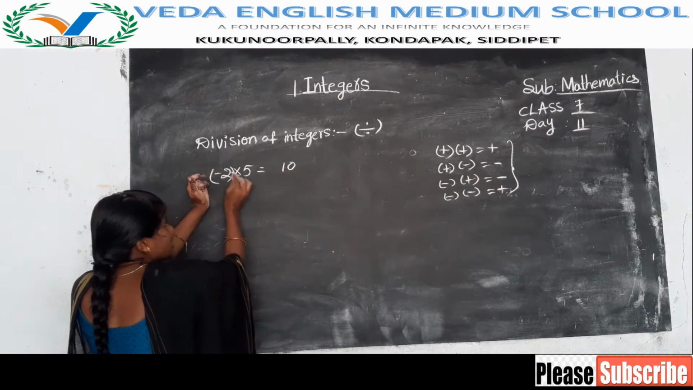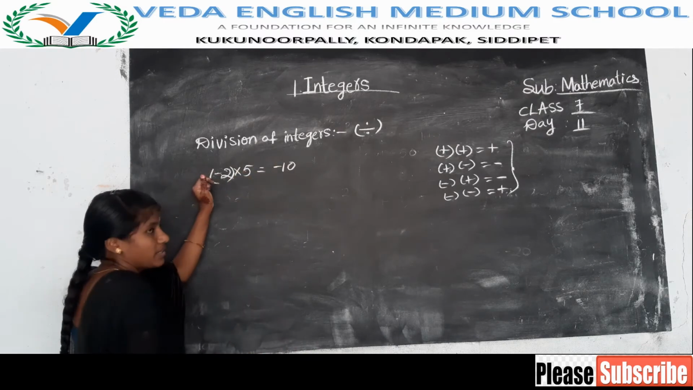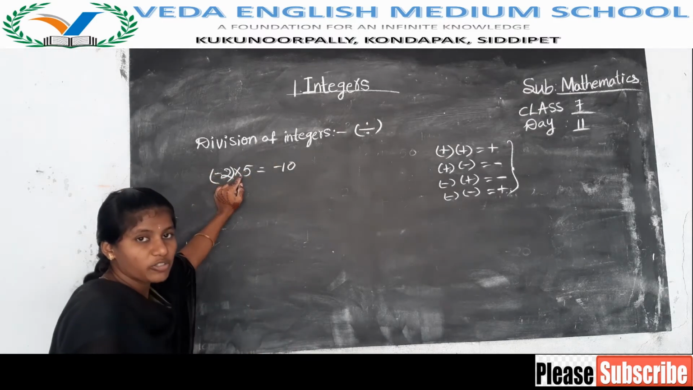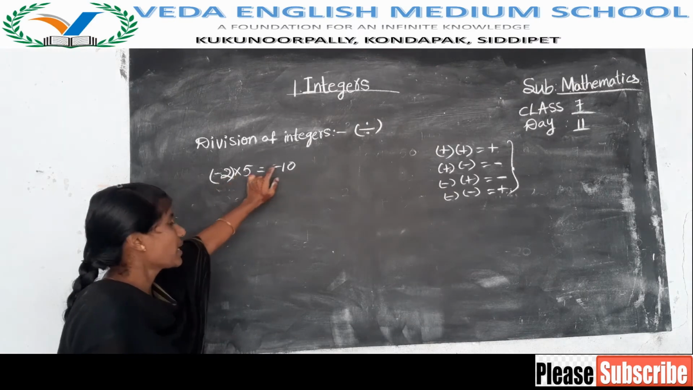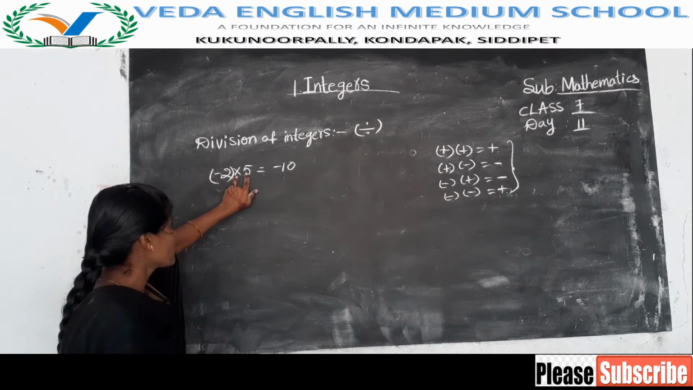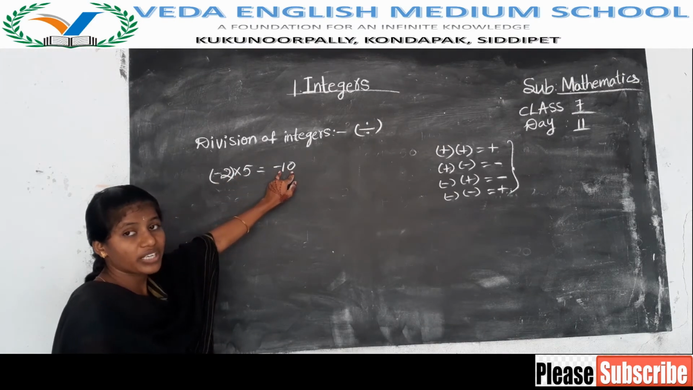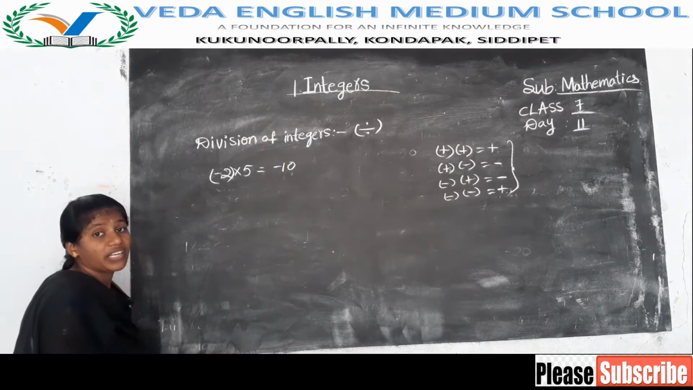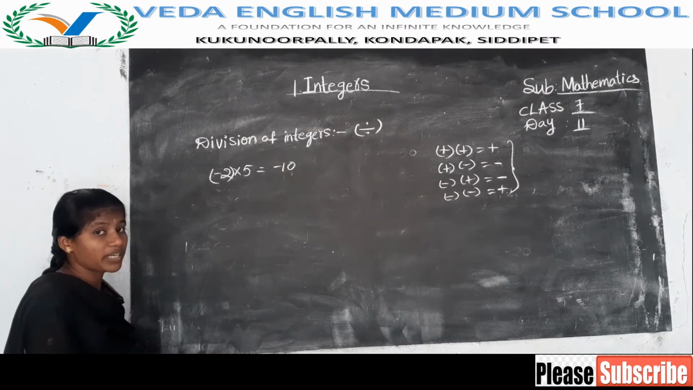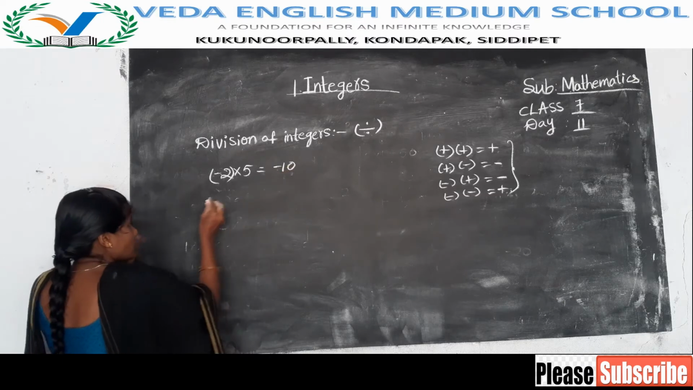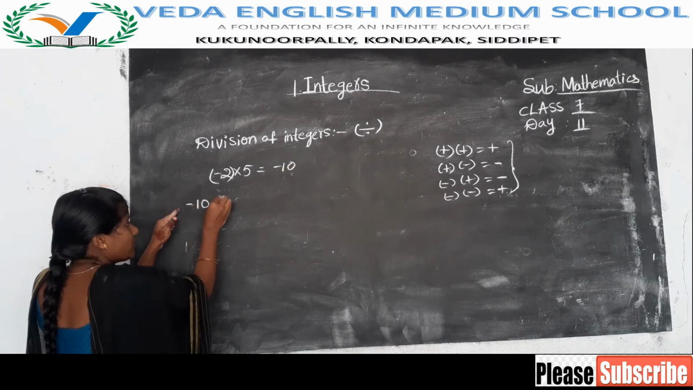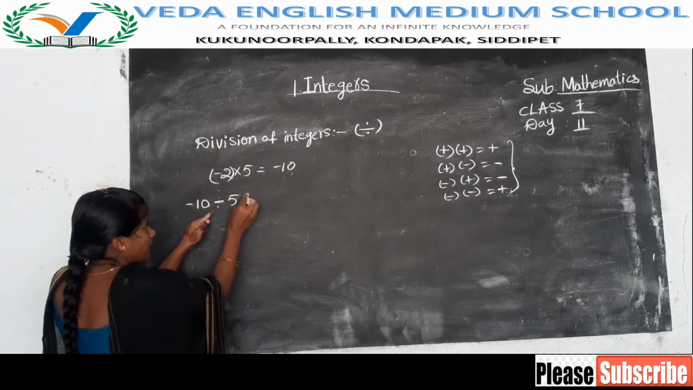Now it is minus into plus, it gives minus. So minus 2 into 5 is minus 10. Now it is one negative number, one positive number, and the product is negative. Now how to find the division facts for the multiplication statement? We will write minus 10 divided by 5.